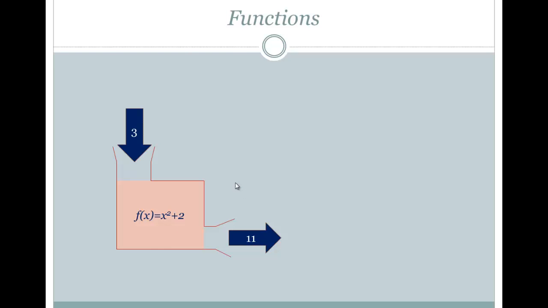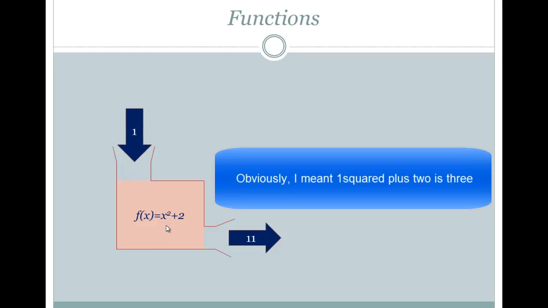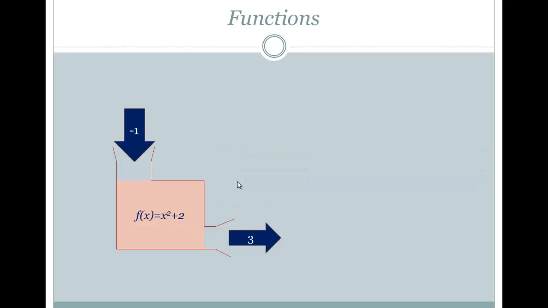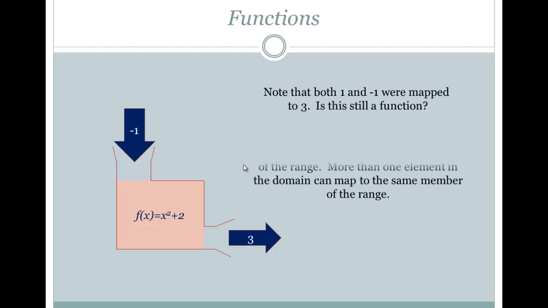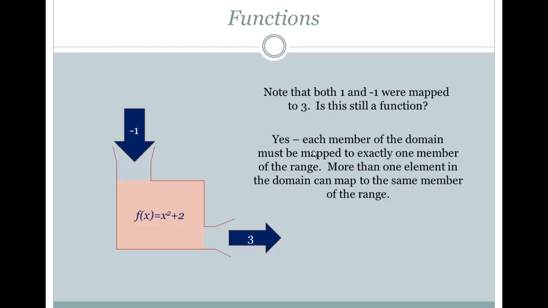It does. Plug in 1. 1 squared plus 2 gives me 3. Okay, it's working. Let's try -1. I get 3 again. So the question is, both 1 and -1 were mapped to 3. Is this still a function? Is this okay? Or did I break some rule? The answer is it is still a function.